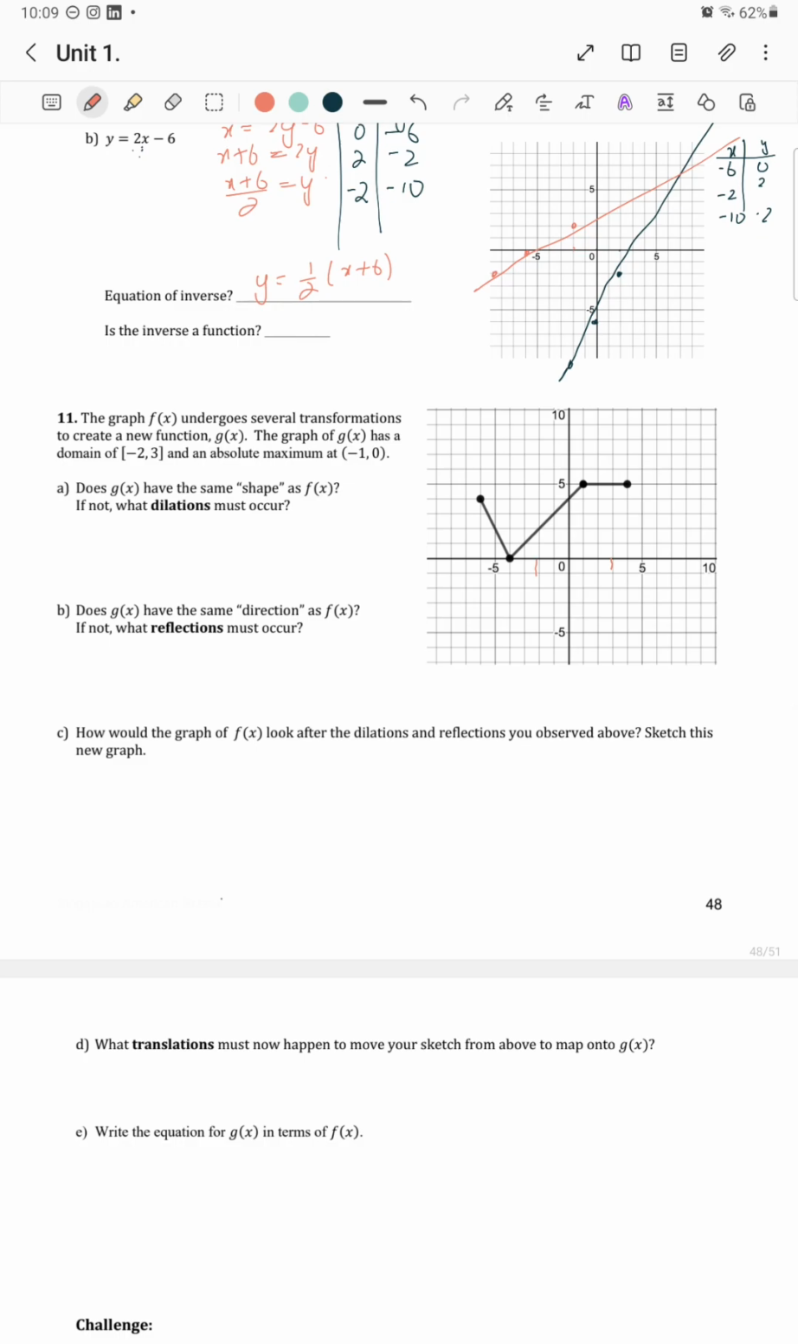Okay, the graph of g of x is starting from minus 2, ending on 3, with the maximum at minus 1, 0. So does it have the same shape? No. What dilations must occur? Horizontal dilation by 1 by 2.